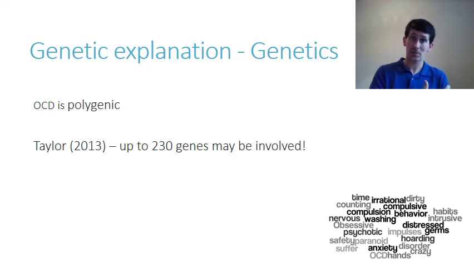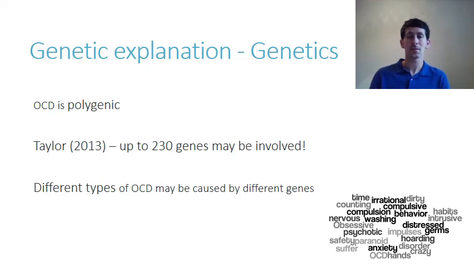We spoke about the COMT gene. That might be one of the 230 that are involved in someone who's actually got OCD. And you've also got different types of OCD. So we've got contamination OCD, we've got symmetry OCD. It's likely that these two different types also have their own genes that cause them. So the whole idea of genetics and one gene causing OCD is probably highly unlikely.